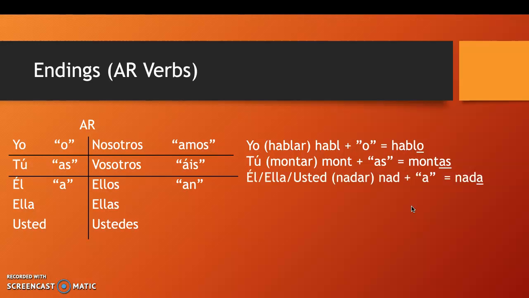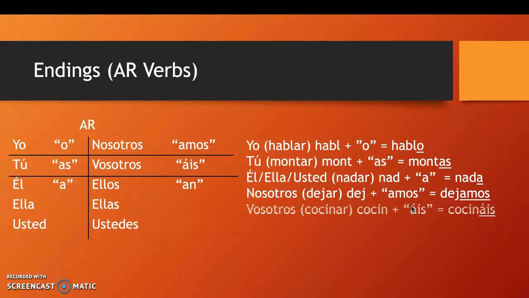Él, ella, usted: you take nadar, you take the root, which is nad, add the ending for él, ella, or usted, which is a, and you get nada. I know nada means nothing, but you'll be able to tell the difference between nada meaning nothing and nada meaning he, she, you swim, because you're going to be able to tell whether or not it's a verb in the sentence. So moving on, nosotros: you take the root of dejar, which is dej, you add amos, and you get dejamos.